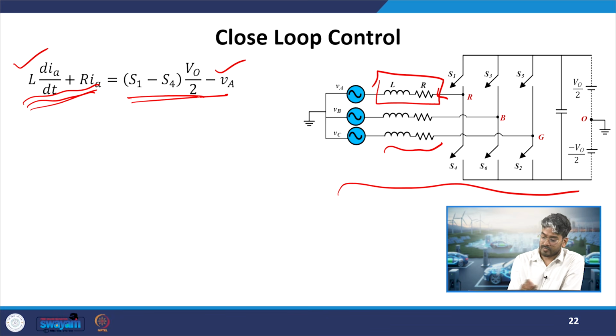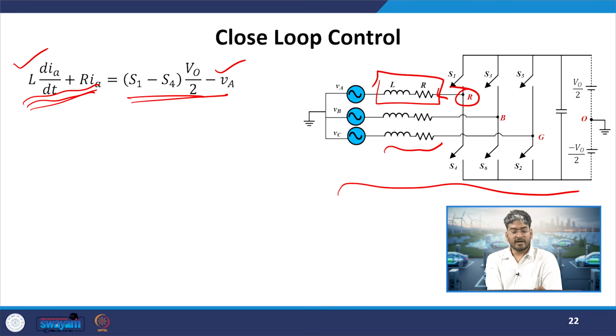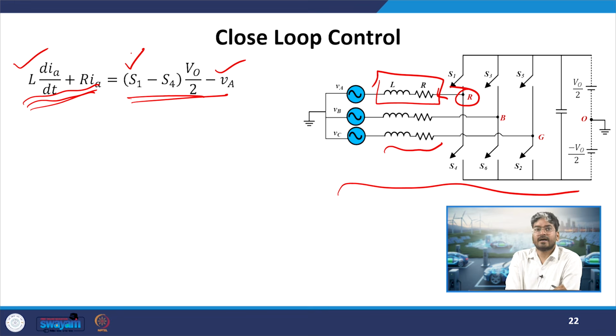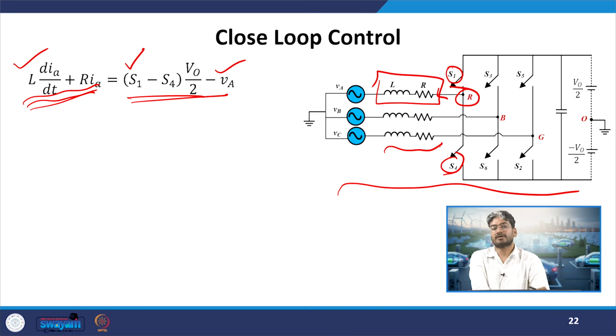Now, how have we got the voltage at this point R? It is written as (S1 minus S4) times V0 by 2. If you remember our sine PWM technique, we said that we will turn on S1 when the modulating signal amplitude is higher than the carrier signal. In the vice versa condition, I will turn on S4. S1 and S4 are perfectly complementary to each other. What is the meaning of that? If S1 is on, it means S4 will be off.